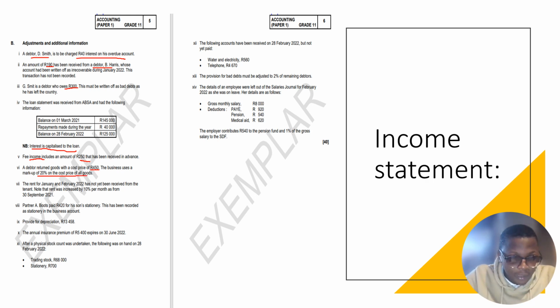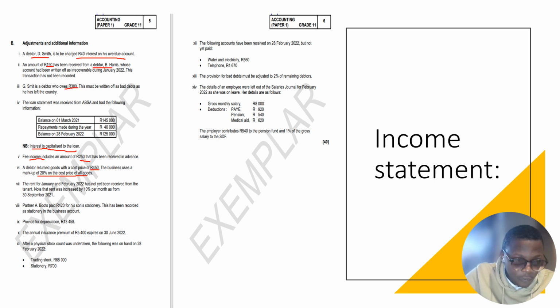So here, someone has returned goods. The goods were costing 450. The business uses a markup on the cost price of all goods, meaning that there are 4 things that we need to know here, 4 legs to this transaction. You have your debtors control, your sales, your cost of sales, and your trading stock. The 450 will affect the cost of sales. And then you need to calculate the one that will affect your sales. How do you calculate it? You just have to say 450 multiplied by 120 divided by 100, and that will be 540. 540 will affect your sales.